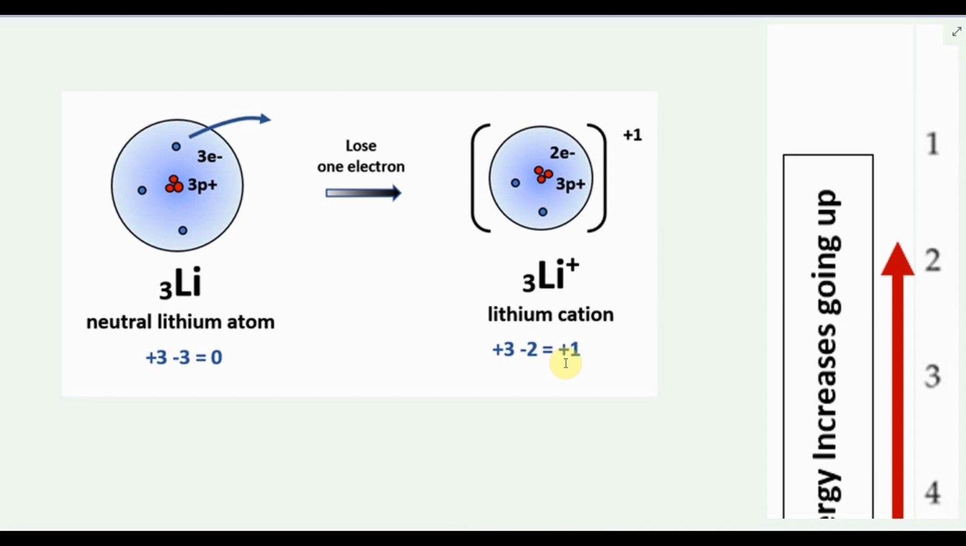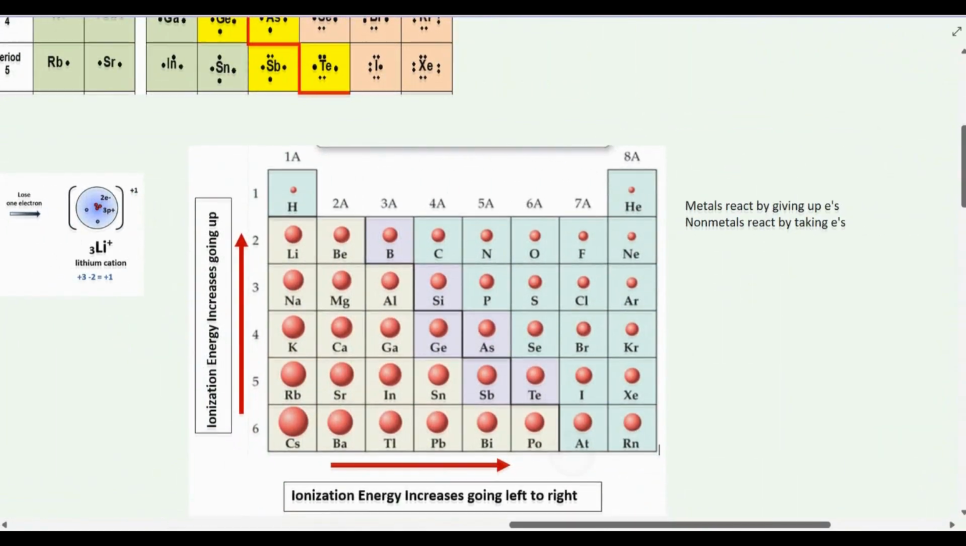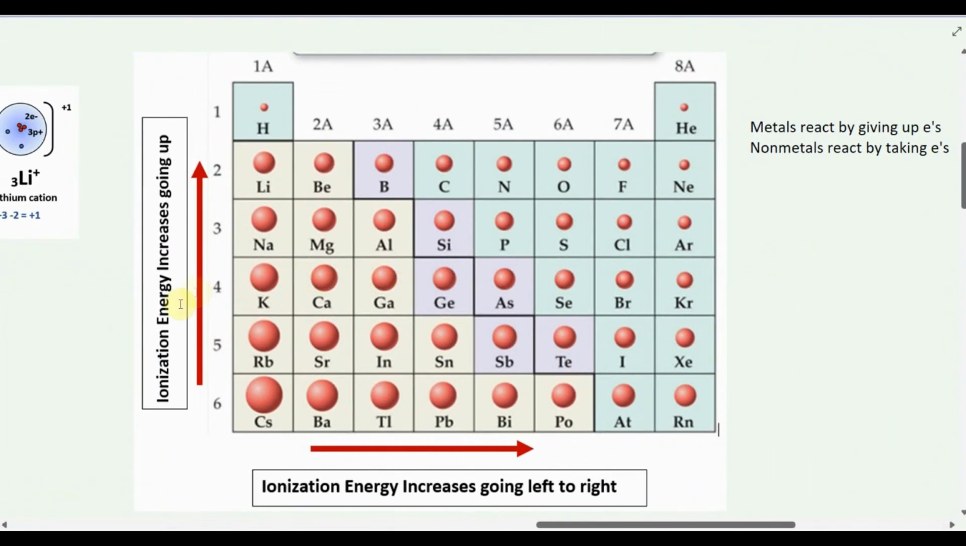And here's the trend in ionization energy for the elements. Notice that the ionization energy increases going up every vertical column, every family in the periodic table. It's increasing as we go up. Now why would that be? Why would it be increasing? Why is it harder to remove an electron?